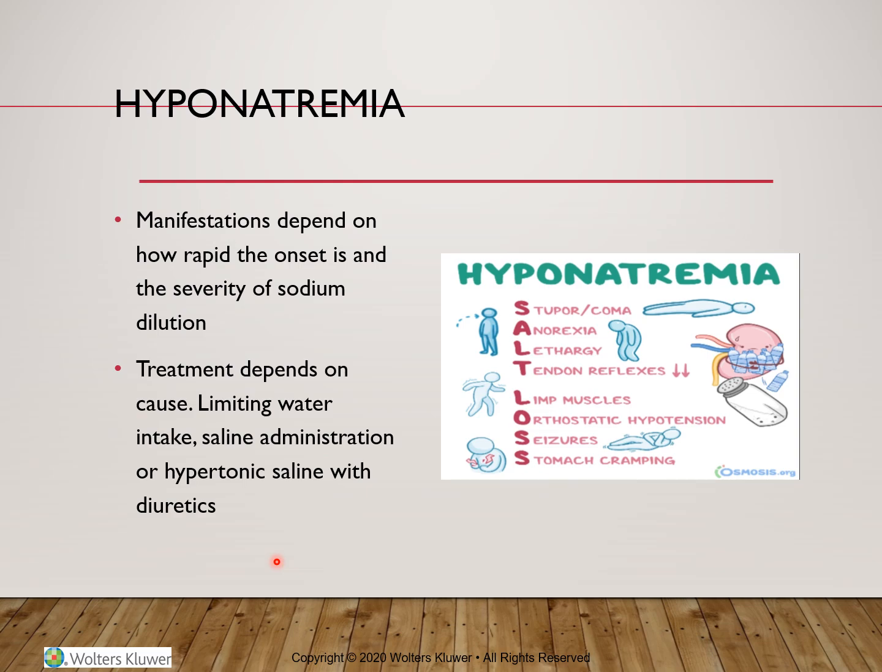And treatment of this really depends on the cause. We may need to limit water intake. If it's a dilutional thing where we've got too much water intake without enough salt, we need to stop the water intake. We might need to administer normal saline, which would increase sodium. Or if we have an extremely severe hyponatremia, we might need to give a hypertonic saline solution, maybe with a diuretic to increase salt and reduce water. For hypertonic saline solutions, we have something called a 3% saline solution. That's what we mean when we say hypertonic.